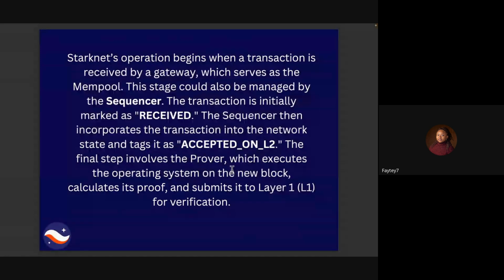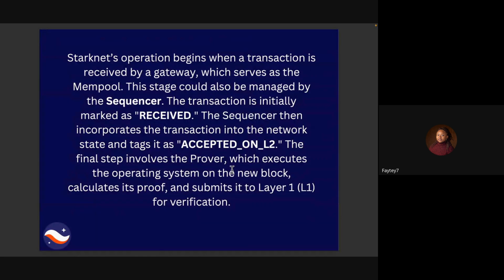Each transaction is first executed and verified before being bundled into the proof, and then the sequencer incorporates the transaction into the network state. At this point, once the transaction has been bundled into that proof and sent to the prover, what you, the user, would see in the transaction history or the scan is that the transaction has been accepted on L2.